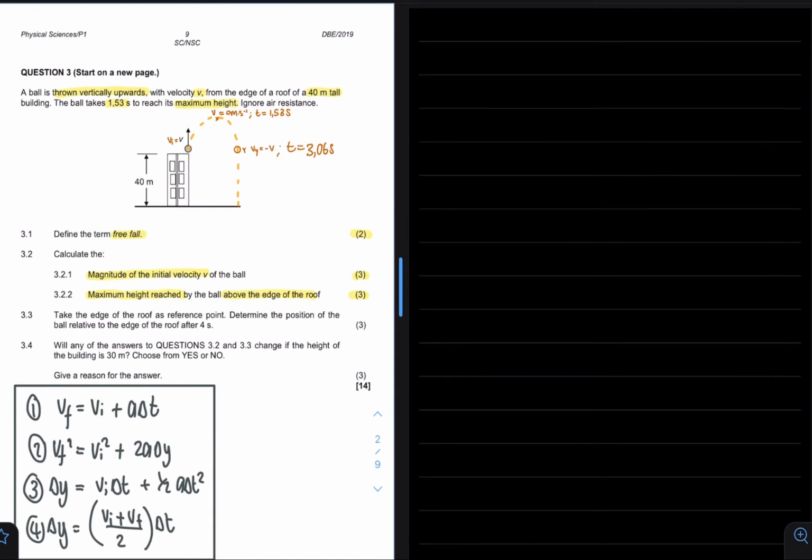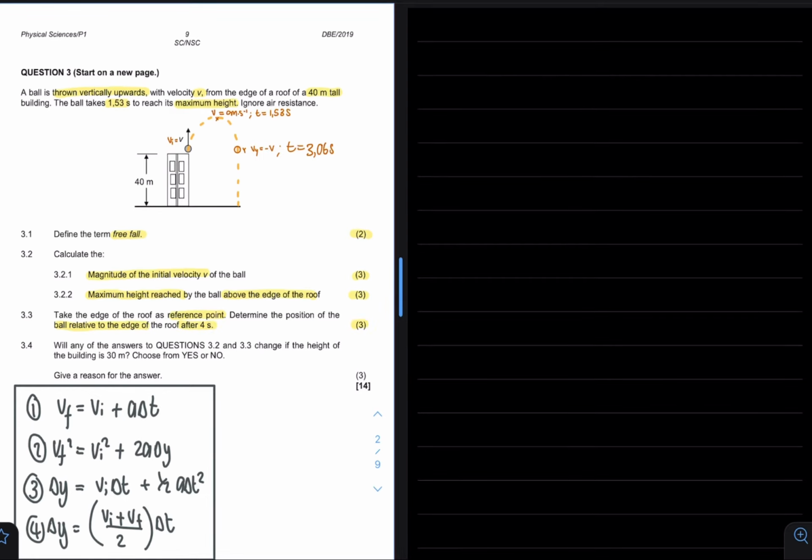3.3 says, take the edge of the roof as the reference point. Determine the position of the ball relative to the edge of the roof after 4 seconds, for a total of 3 marks. In 3.3, they are asking us where this ball would be after 4 seconds. So it will be somewhere approximately over there, seeing as it would take 3.06 seconds to reach this point. So 4 seconds would be somewhere after there. So we need to calculate this position below the roof, seeing as the roof is our reference point.